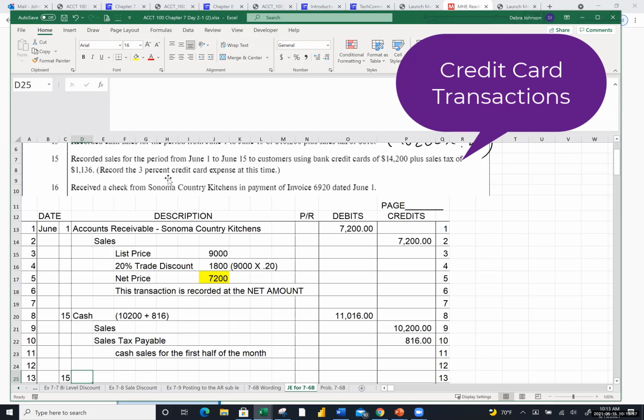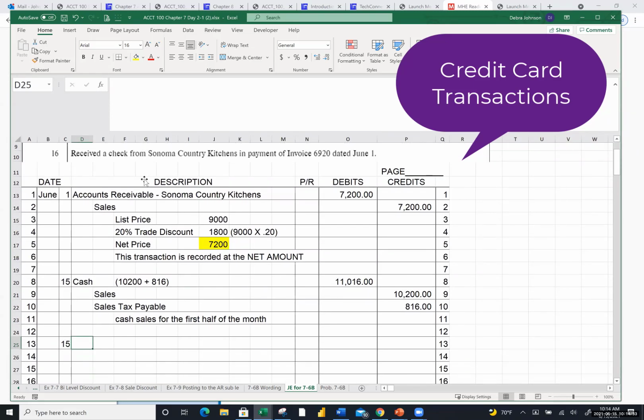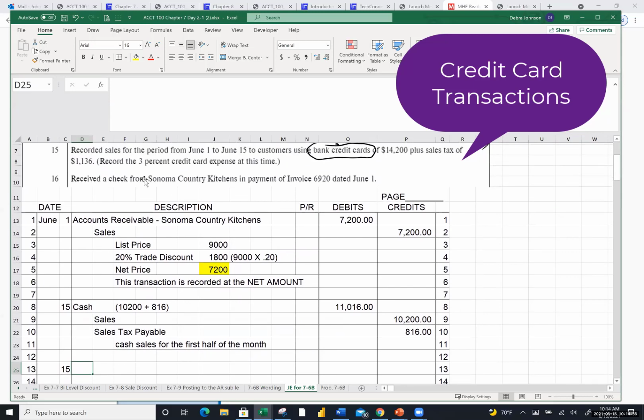Okay, so here's what it says. Recorded sales for the first half of the month to customers using bank credit cards. That is key. Bank credit cards means you get cash up front, but the bank is going to take their 3% fee off the top. So recorded those credit card sales of 14,200 plus tax of 1136. You should be able to compute that if they don't give it to you. And they remind you to not forget that there's a 3% credit card expense. Okay, here's what the shell is going to look like.